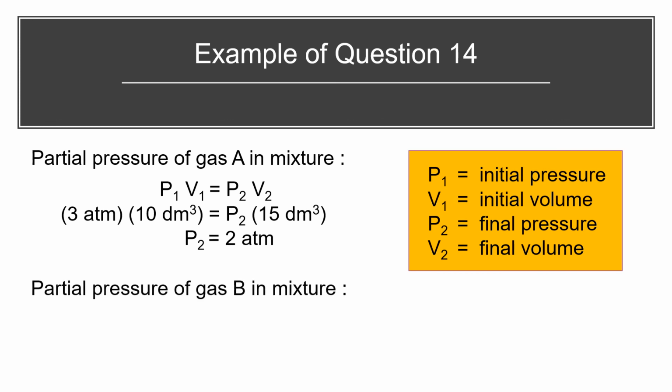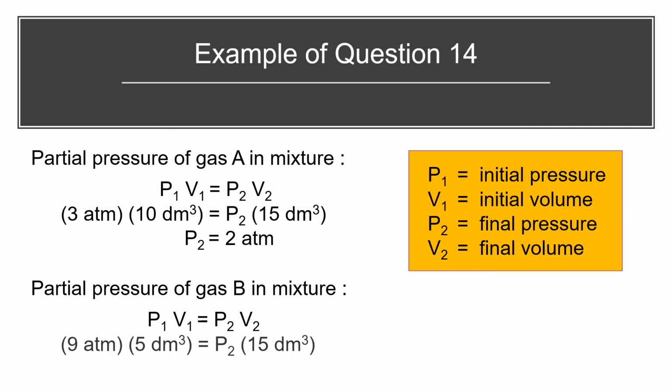To determine the partial pressure of gas B in the mixture when the valve is open, we can use the same formula. Substituting the initial and the final values given, we can determine the new partial pressure of gas B.